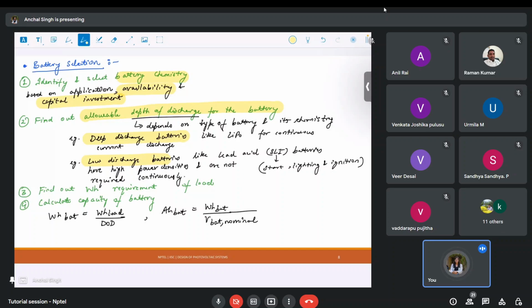So in my vehicle I have separate batteries for starting, lighting, and ignition. These are applications that are momentarily used. I don't start my vehicle continuously, right? I just start my vehicle once. I just ignite my vehicle once. So these batteries are just used for a few minutes. They are not used continuously. So I could go for low discharge batteries there, like lead acid batteries, which have high power densities and are not required continuously.